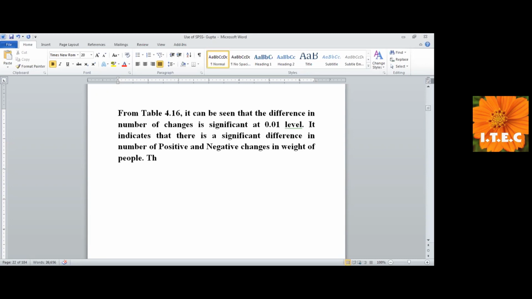Thus, the null hypothesis that there is no significant difference in number of changes in weight of people is rejected.